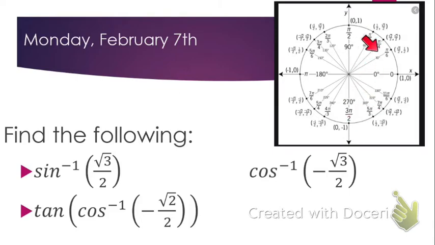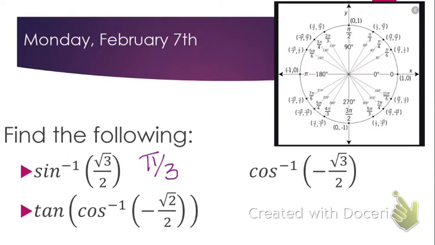What angle has a sine value of root 3 over 2? And remember, sine is y. So what's my angle that I'm looking at for the first one? Pi over 3. So right here, this is where you have the square root of 3 over 2. That angle is 60 degrees or pi over 3. So that is the answer that I will be looking for.